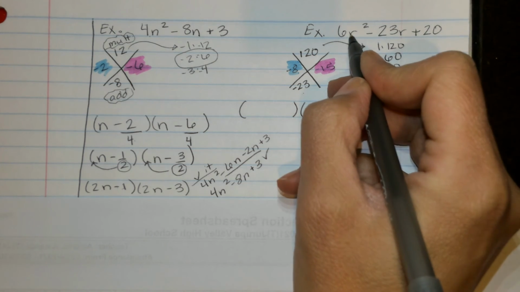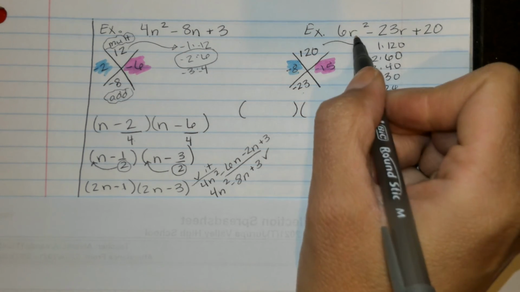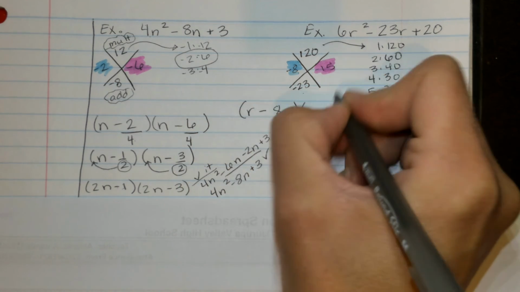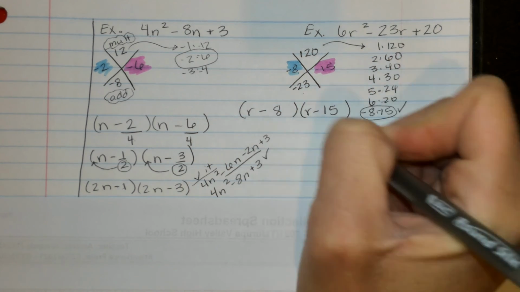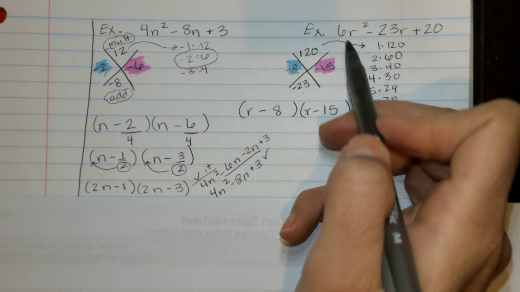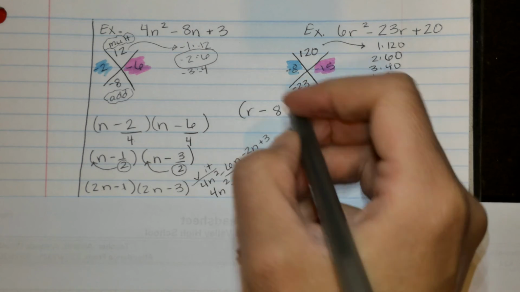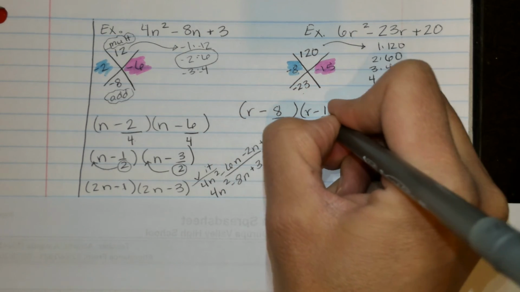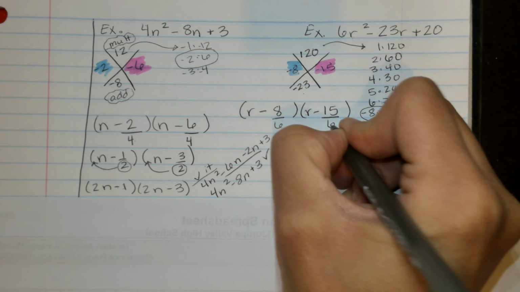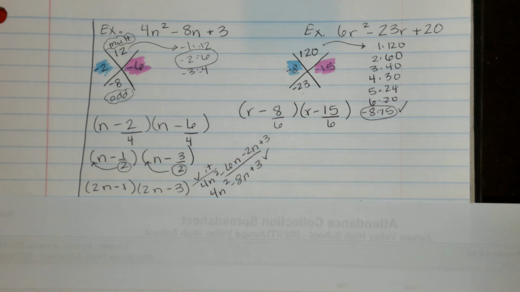Okay, and it's a R. I always double check back to the problem. What is the letter? R minus 8, and then R minus 15. But that's not my final answer. R times R is R squared, not 6R squared. So that's the thing that always reminds me, I need to make it a fraction and put that 6 below. Reduce those fractions or divide it completely if you can.